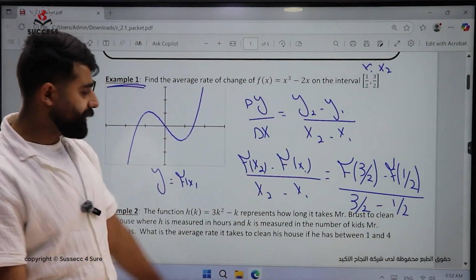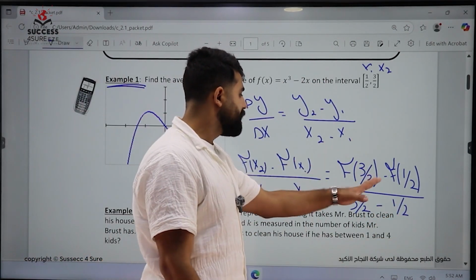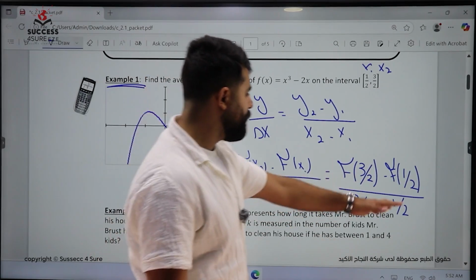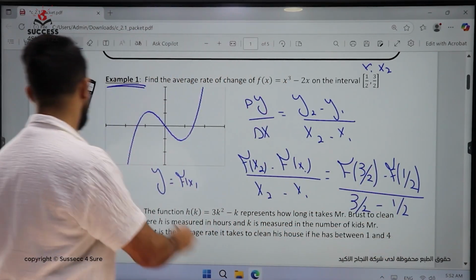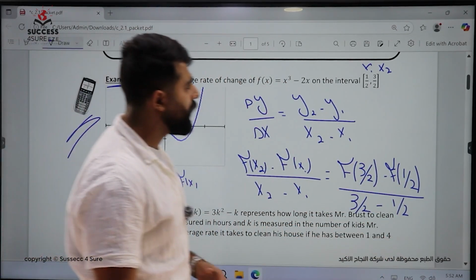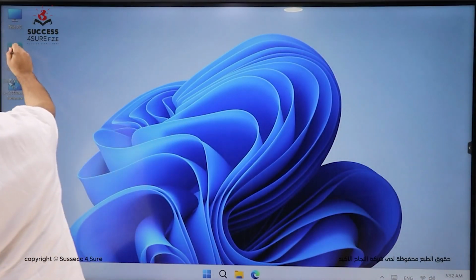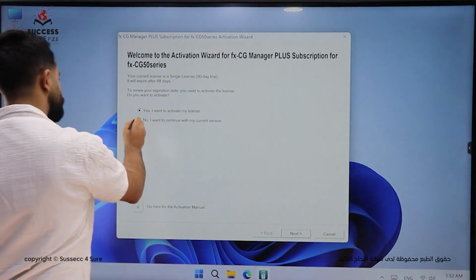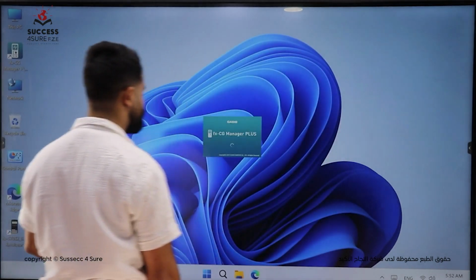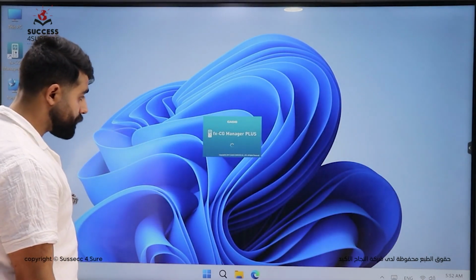Now, to evaluate f of 3 over 2 and f of 1 over 2, you have to use what? The calculator. By the calculator, I mean the FX-CG50 calculator. Okay, guys? Now, let's do the substitution using the calculator.